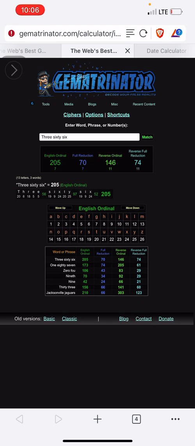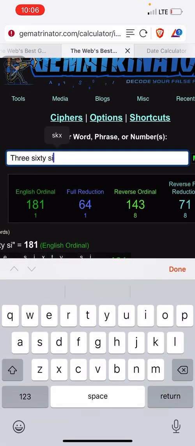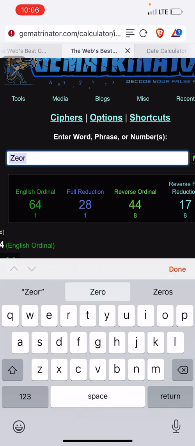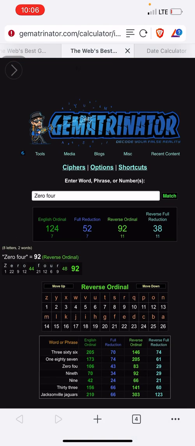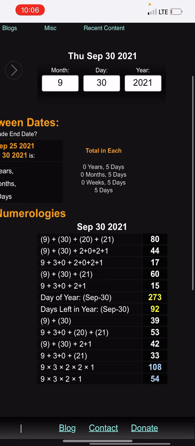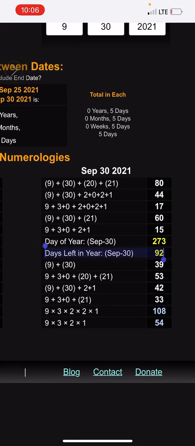The thing that really blew my mind, though, is if the Jaguars lose, they're 0-4, and 0-4 is 92. And again, the game is being played on a day that leaves 92 days left in the year. It's just so trippy to me. All right, there's got to be something to it. I mean, not all this can be coincidental. So, I'm sure there's more to it.